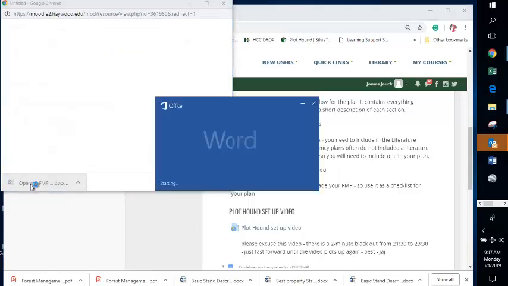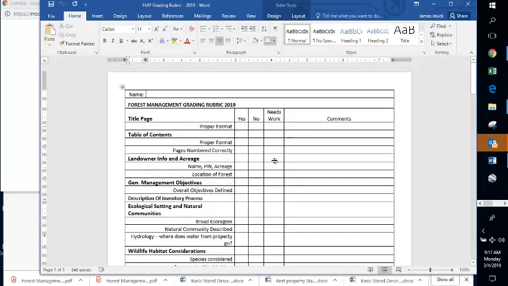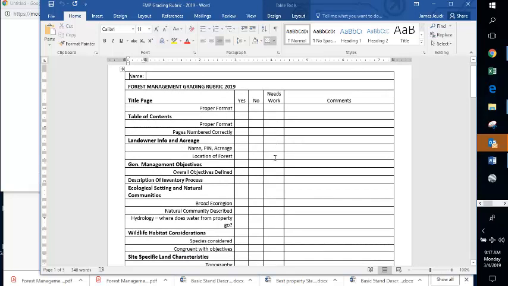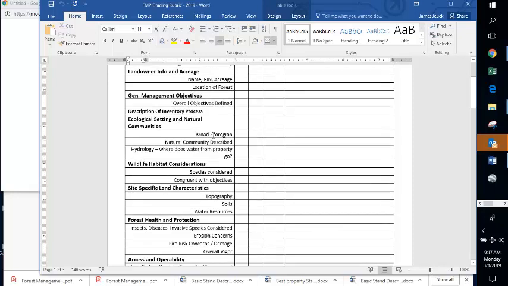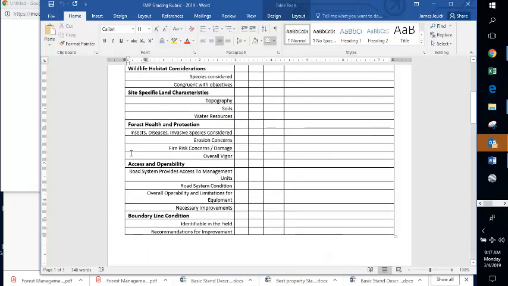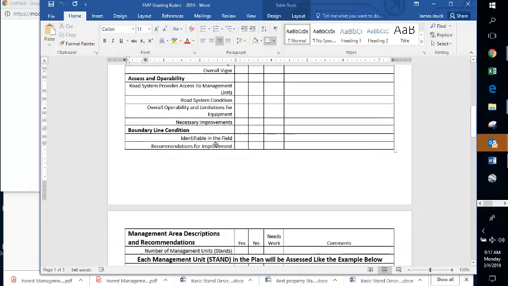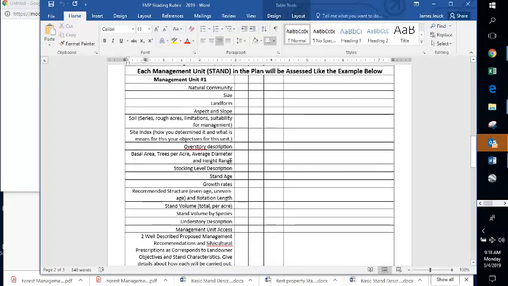And then the other thing I want you to see is my grading rubric. So this should be a checklist for you when you are developing your plan. All right, this is the actual form I'm going to be using. All right. Do you have a title page? Is it in the proper format? Does it look good? Do you have a table of contents in it? Have you provided the landowner information and acreage? Okay. What are the general objectives of the landowner? What are the ecological settings? What are some of the wildlife habitat considerations? Site-specific land information, forest health and protection information, access and operability, boundary line conditions, and then the number of management units, and then each management unit in itself.